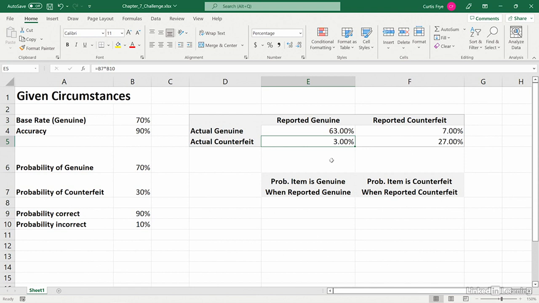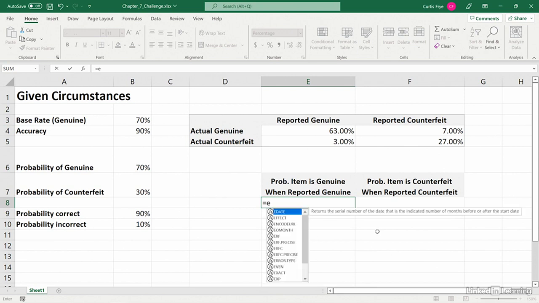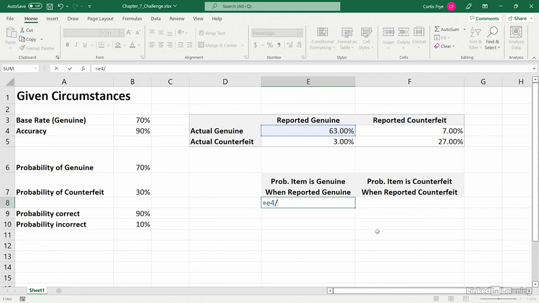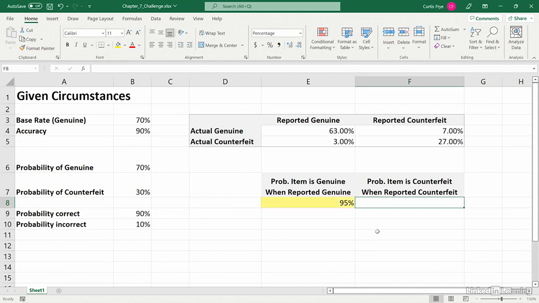Now we can calculate the probability that an item is genuine when reported genuine and counterfeit when reported counterfeit. So I'll click in cell E8, type an equal sign. And we need to calculate the percentage of times that an item is reported as genuine, and it actually is. So reported genuine is in cell E4, divided by the total number of times an item is identified as genuine, both right and wrong, and that is adding E4 and E5. So type a left parenthesis, E4, plus E5, right parenthesis and tab, and we get 95%.